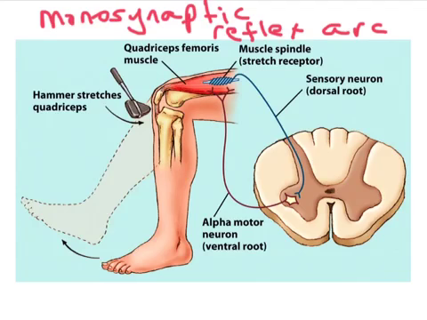The striking here causes stretch in the stretch receptor, which then carries that message to the alpha motor neuron here, causing the alpha motor neuron to promote contraction of the quadriceps muscle. So again, you have a sensory receptor synapsing directly in the spinal cord on the alpha motor neuron that then comes out and tells this muscle to contract.